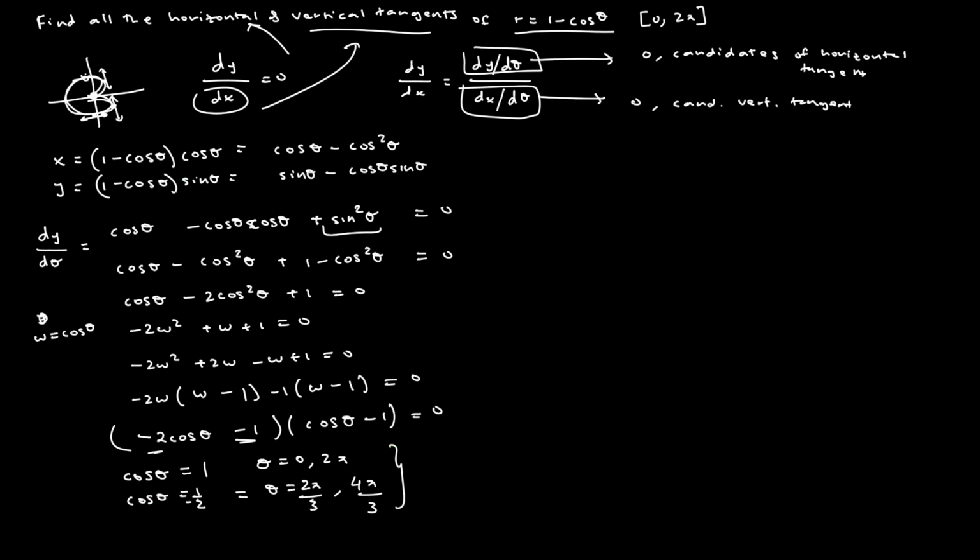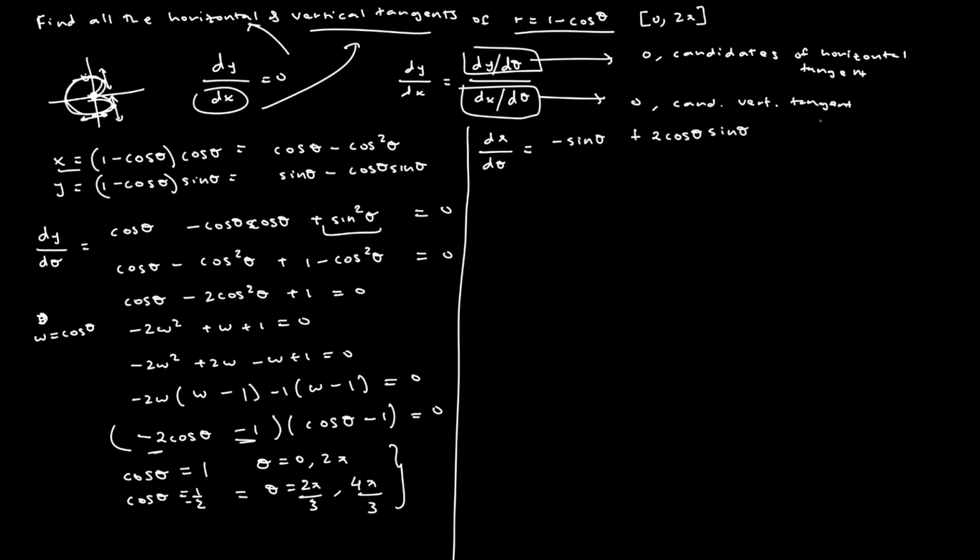Now we have to find candidates for vertical tangency. So that's where dx over d theta is equal to 0. So the first thing we want to do is find dx over d theta. That is simply equal to minus sine theta minus 2 cosine theta, and then the derivative of that is sine theta, so this changes.